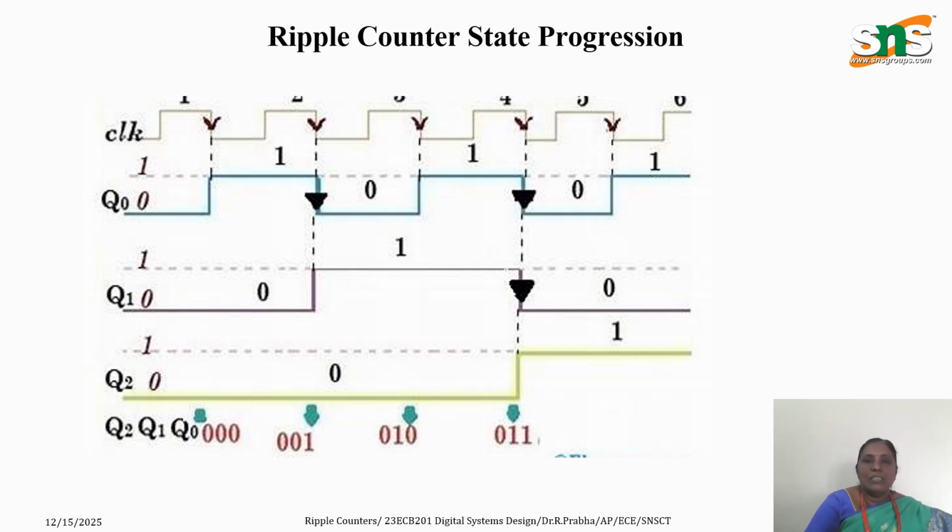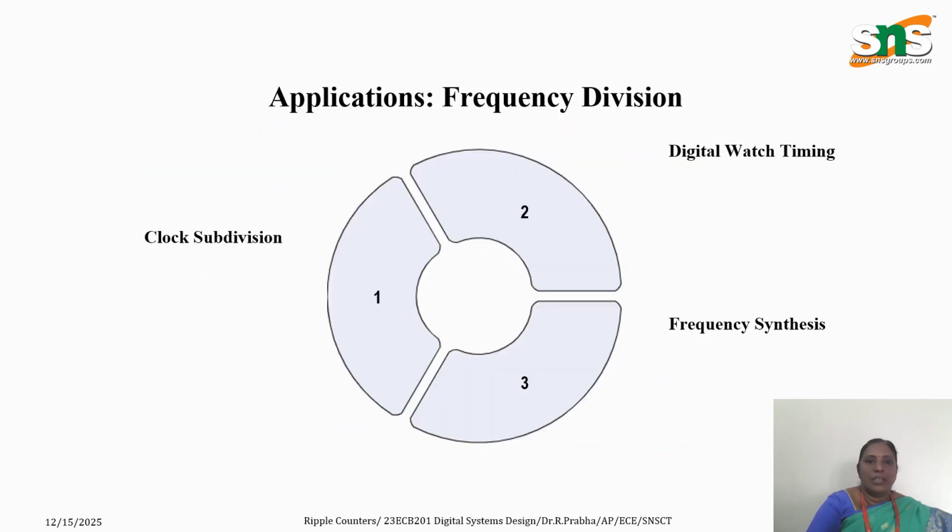But the advantage is its simple clocking, and this is suitable for low speed applications. If the speed is not that much of a concern, we can use the ripple counter because of its simplest design and low cost. In the timing diagram, the clock signal and the subsequent flip-flop outputs are shown, and how the state changes occur is given in the diagram.